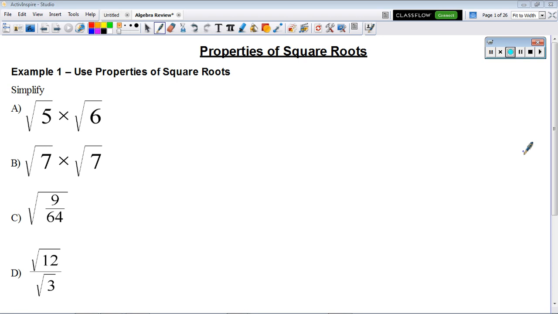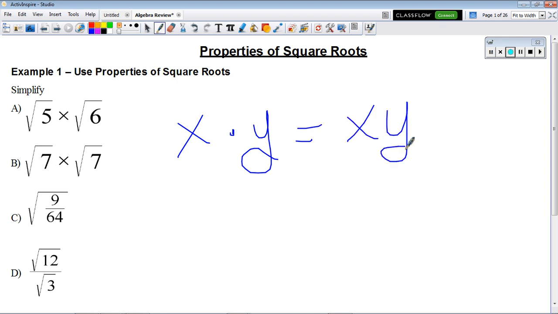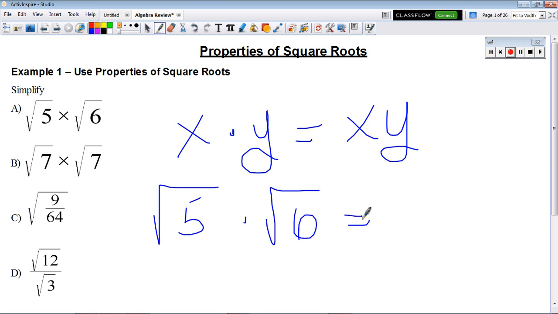One of the things to keep in mind when you're looking at square roots is that some of the properties involved are very similar to some of the things we know about properties involving variables. For instance, x times y is xy. Well, if we were going to do the square root of 5 times the square root of 6, a similar thing happens: I can take the square root of 5 times the square root of 6, and I can shorten it to just be the square root of 30.